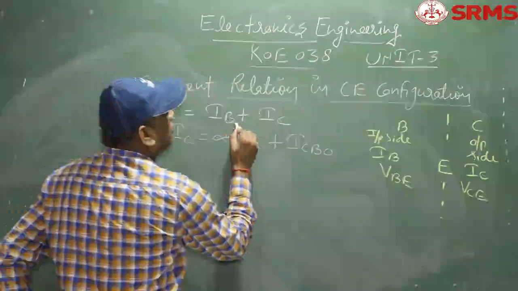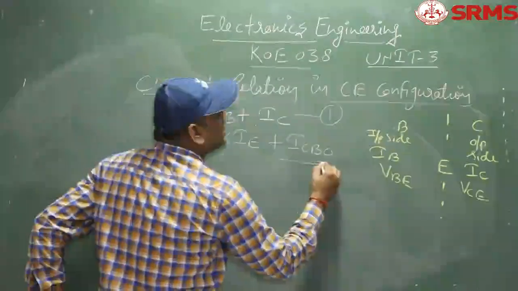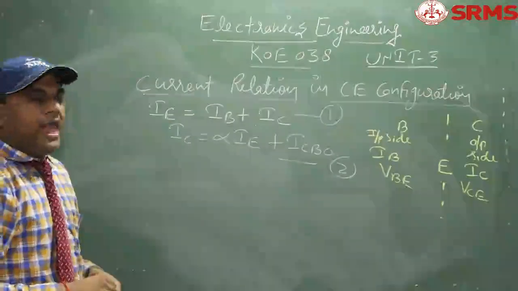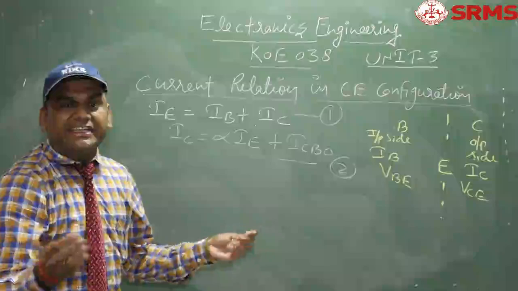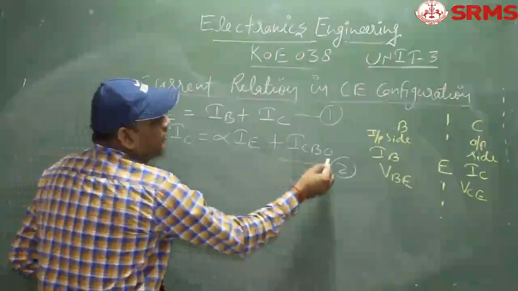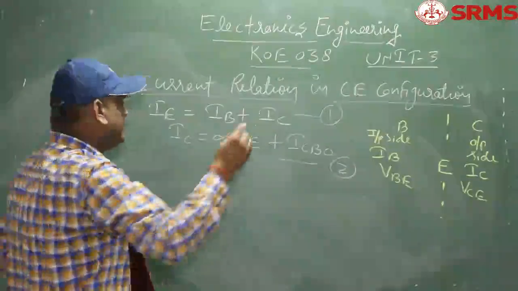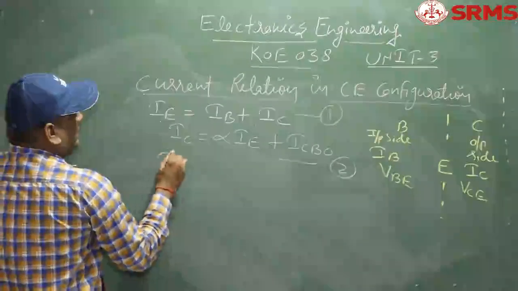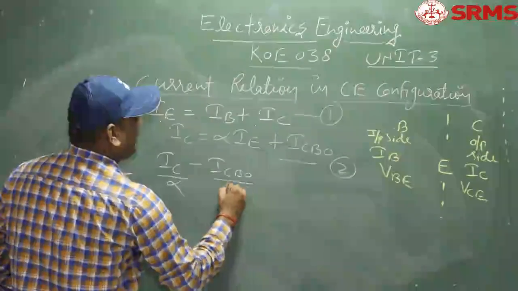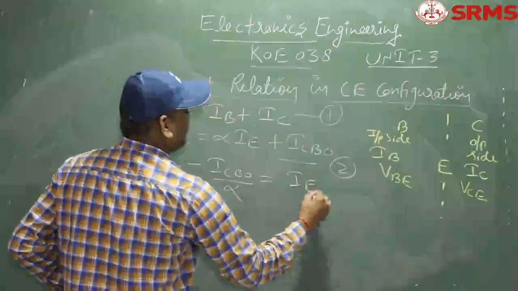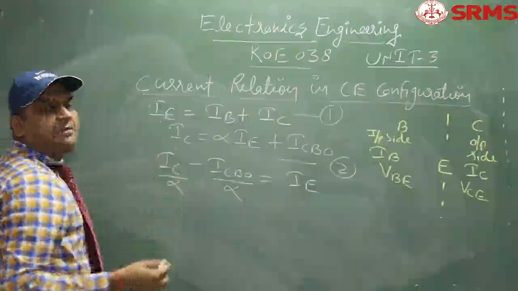Now look here. IE is equal to IB plus IC. This is equation number 1. And IC is equal to alpha times IE plus ICBO. This is equation number 2. We want to determine the relationship between IB and IC, so IE must be eliminated. From equation number 2, we will determine the value of IE, and this value we will put in equation number 1. So in place of IE, IC minus ICBO divided by alpha is the value of IE. And this value must be put in equation number 1, so that IE can be eliminated.